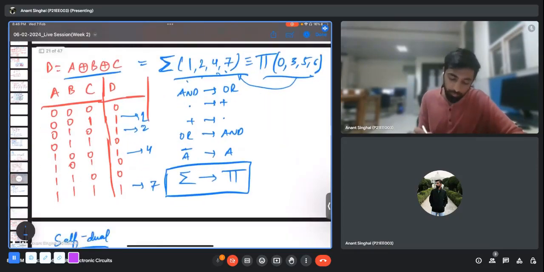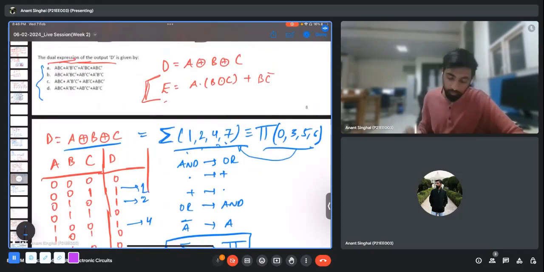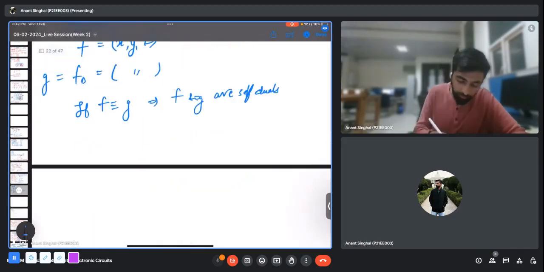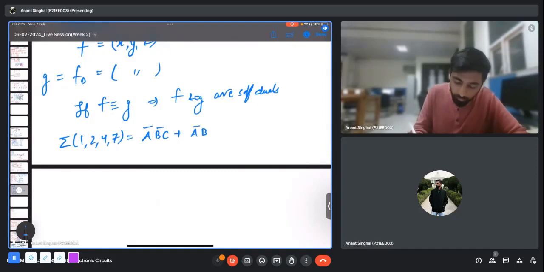So let's write it in the form of the options. So we have an elaborated form. Let's write summation 1, 2, 4, 7, which will give me: one is A complement B complement C, and I have a 2 that will be 0, 1, 0, and I have a 4 which will be 1, 0, 0, and then I have a 7 which will be 1, 1, 1.